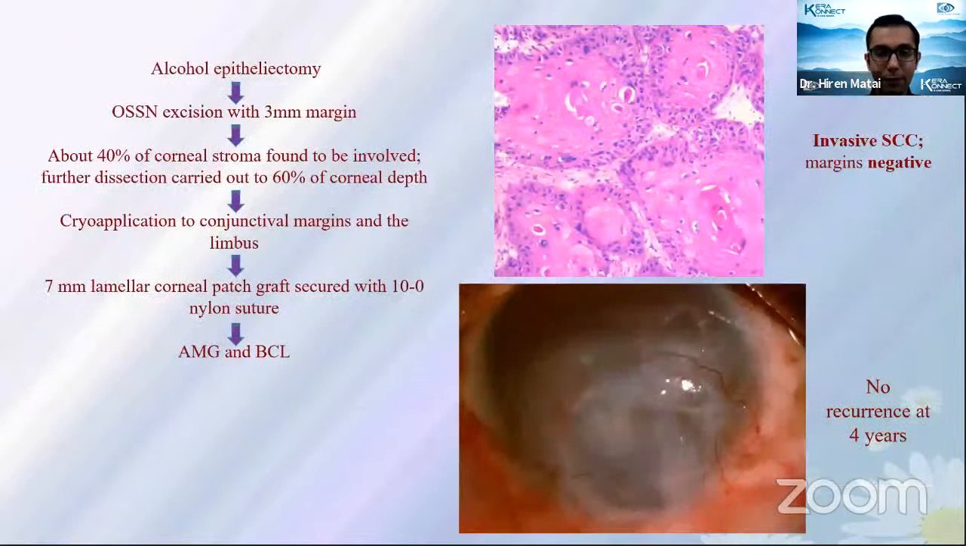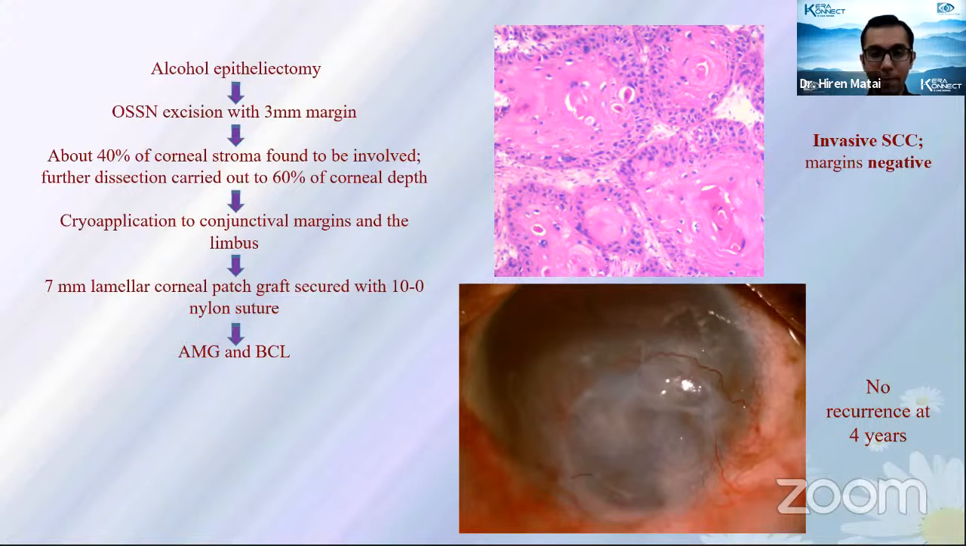Next slide, please. So firstly, alcohol epitheliectomy was done, and the mass was excised with a 3 millimeter margin. On dissection, about 40% of the corneal stroma was found to be involved. Further dissection was carried out up to 60% of corneal depth, and then cryoapplication was done to the conjunctival margins and at the limbus. Then a 7 millimeter lamellar corneal patch graft was sutured with 10-0 nylon sutures, and amniotic membrane grafting was done.